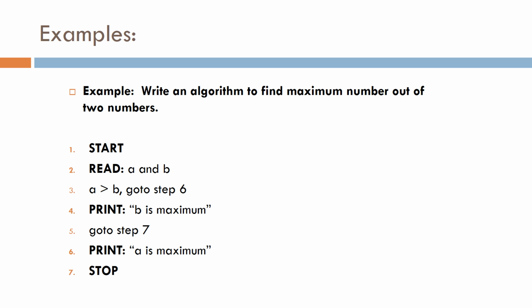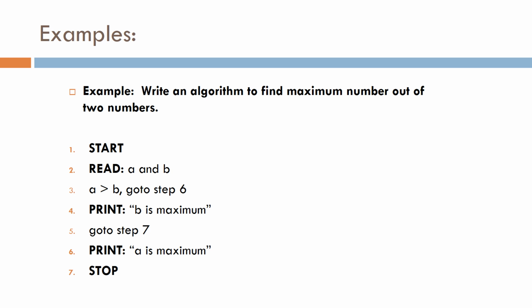But in the second scenario, if the condition is false, that means if A greater than B is false, it means the number B is bigger. So we are following step number 4, right? And step number 4 is print B is maximum.